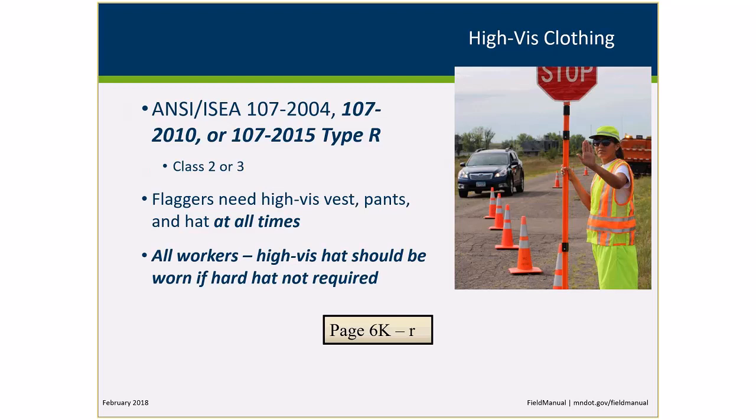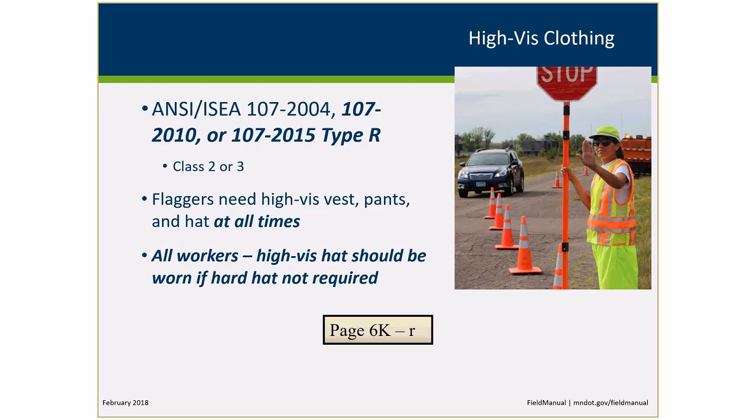One change that will impact pretty much all local agencies, it won't impact MnDOT because this has been our standard for a while, but local agencies will need to be aware of this, is that flaggers are going to need to have the high-vis vest, high-vis pants, and a hat at all times. Prior to this, it was only required at night, but now they're going to need it at all times, to really make the flagger more apparent. They're one of the most vulnerable people in a work zone. They're right at the front there, and we want to make them very visible so they can be seen. So that is a big change to the high-vis clothing requirements.